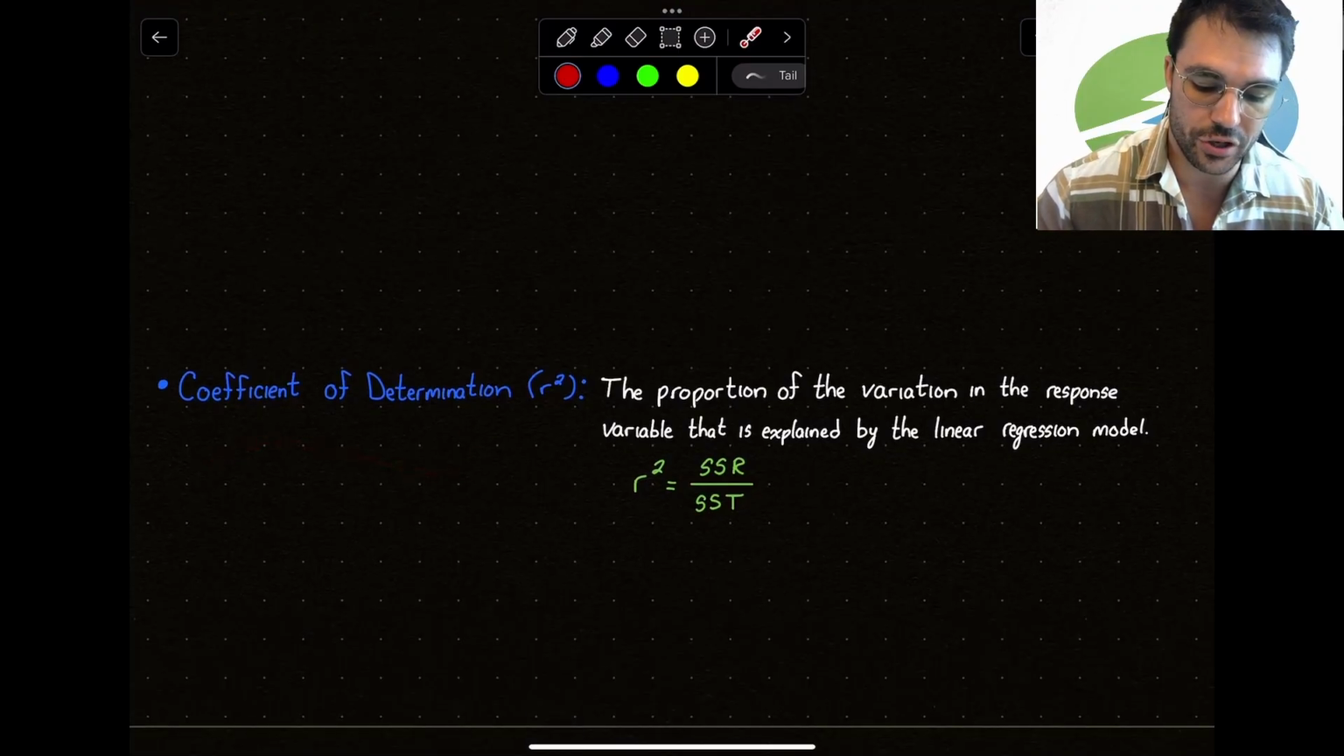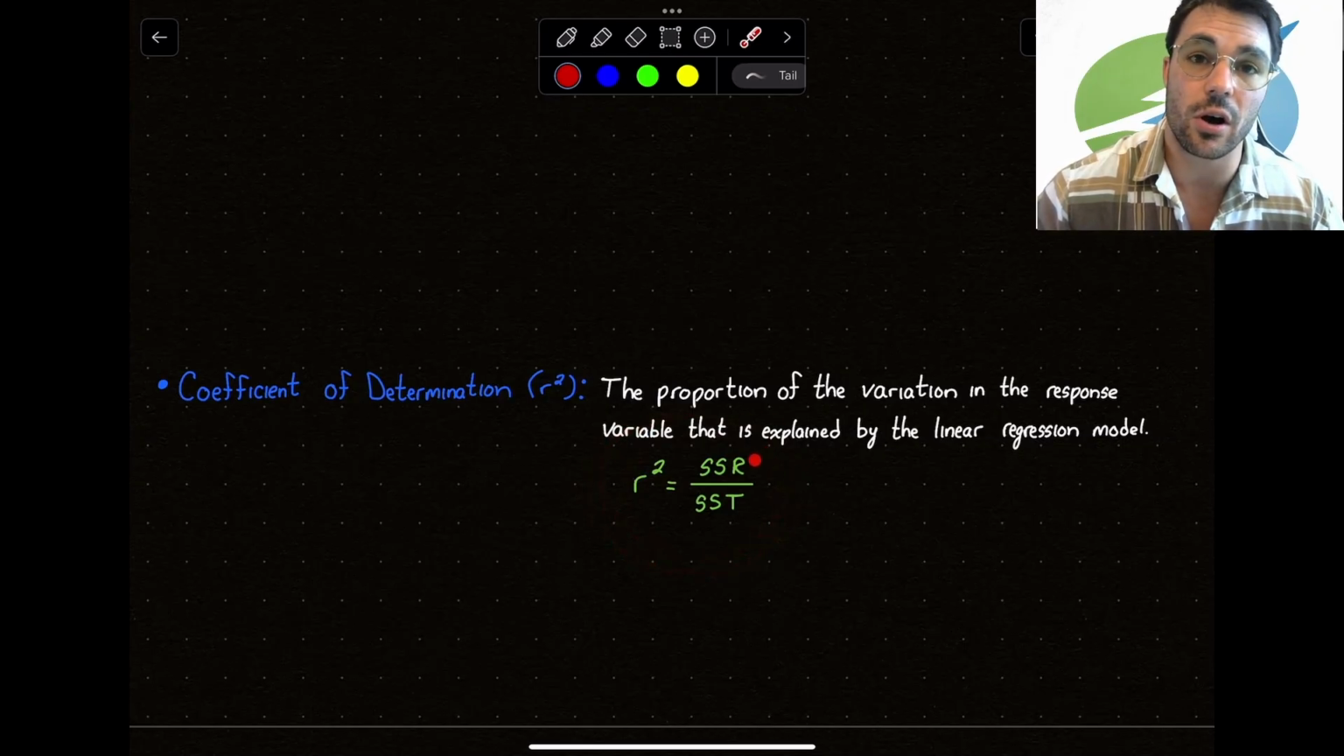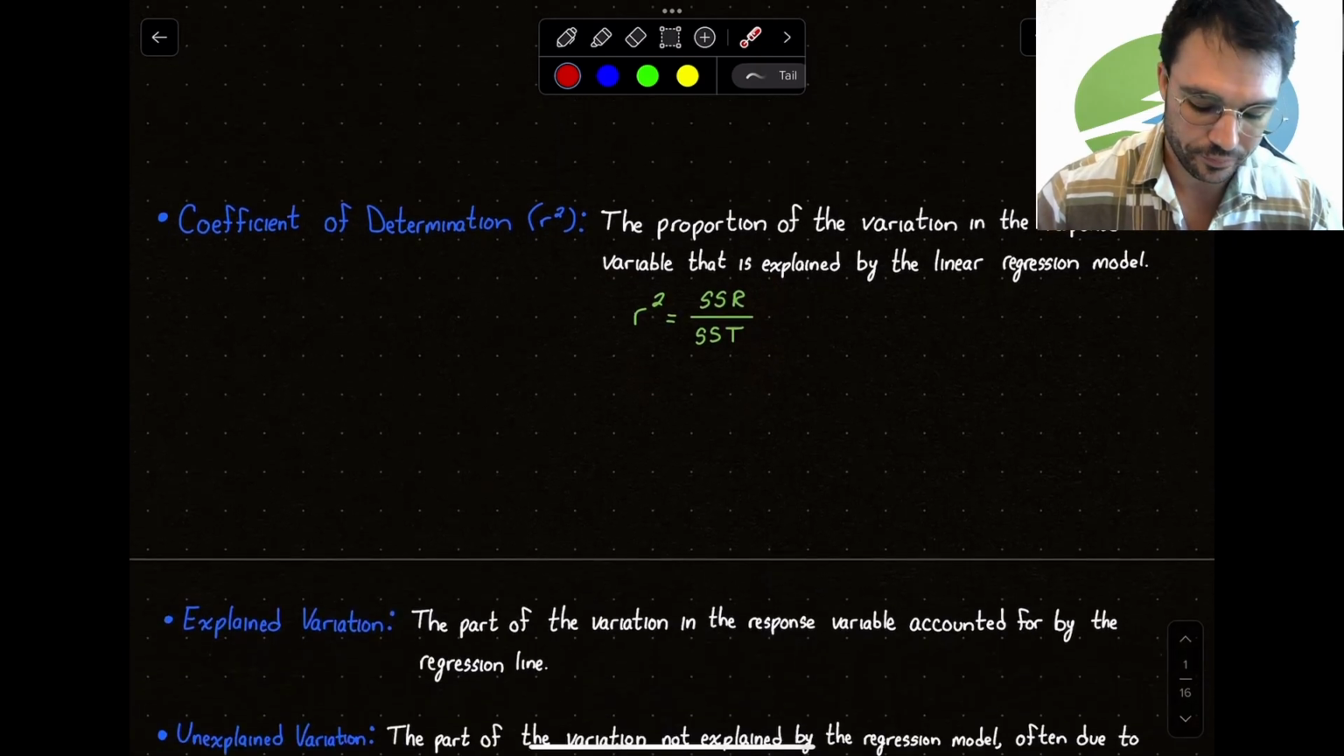First off, the coefficient of determination, R squared. This is the proportion of the variation in the response variable that is explained by the linear regression model. And we have an equation given for this: R squared equals SSR over SST. We'll go into what these mean shortly.